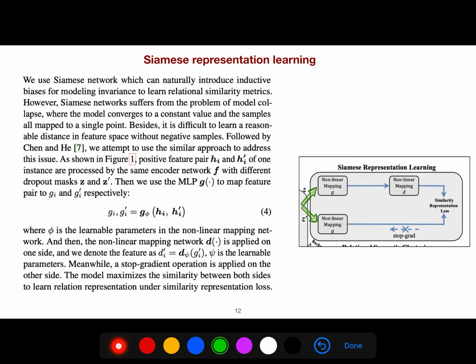And we use a Siamese network, which can naturally introduce inductive biases for modeling invariances. And we use this multi-layer perceptron g to map feature pairs to g sub i and g sub i prime. And phi here is just the learnable parameter. And here we use stop gradient, just like the BYOL or SimSiam architecture. And the architecture is non-symmetric.